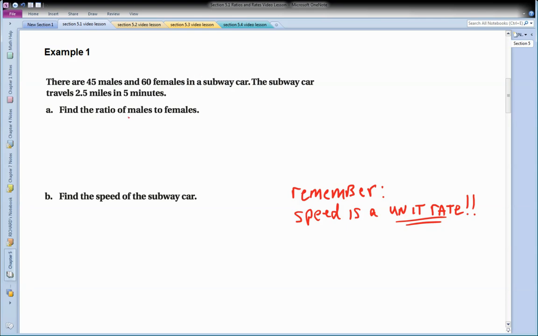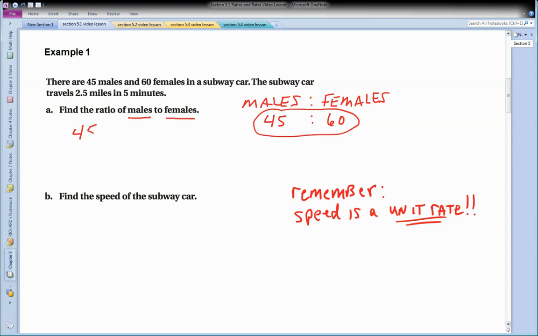So this is important because they tell us the order or how to set up our ratio. So it'll be set up this way: males to females. And remember what I said about writing ratios as a fraction. So we could do that. Let me just write this way. So this would be 45 males to 60 females. And we can write this as a fraction. So here we go, 45 to 60.